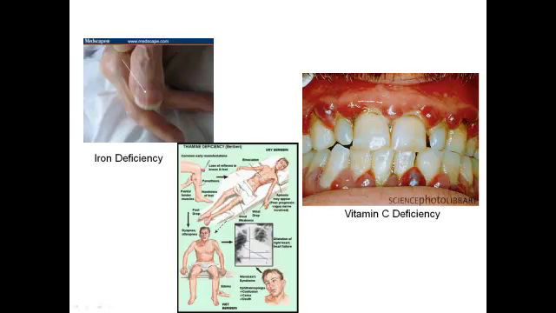Here we have some other pictures showing nutrient deficiencies. You see the flat nails of iron deficiency. This is thiamine deficiency, which is beriberi. We will learn this more in detail in a later chapter. You see that you have dry beriberi and you have wet beriberi. Wet beriberi meaning there's edema associated with it. This is vitamin C deficiency, scurvy, but also we have some gingivitis going on.